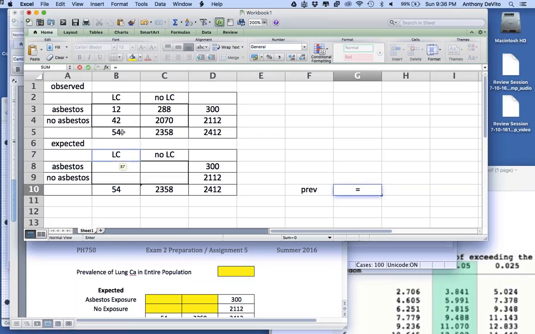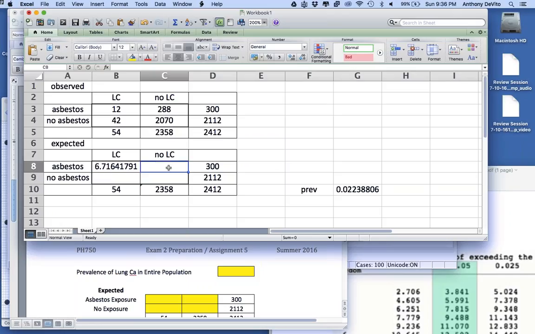Right. In the entire sample, 54 over 2412. Great, terrific, good, excellent. 54 out of the 2,412 people got lung cancer. That's the rate at which the population overall got lung cancer. So if we have 300 people that were exposed to asbestos, we would expect them to get lung cancer at the same rate as the rest of the population. So we would expect the number of people getting lung cancer to be 300 times the prevalence rate, which is about 6.7 people.